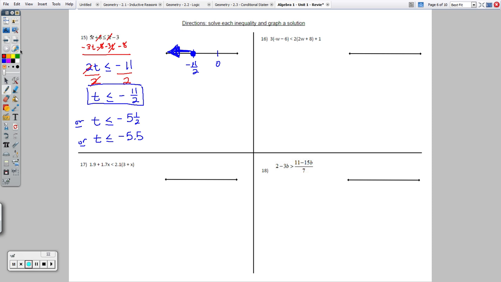Number 16, distribute that 3 and distribute the 2. In the next step then, that's 3 times negative w. That's negative 3w. It's 3 times negative 6. It's negative 18. We got less than 2 times 2w. That would actually be, let me write the right number in there, 4w. 2 times 8. That's going to be 16. And then plus 1 just kind of hanging out by itself out there.